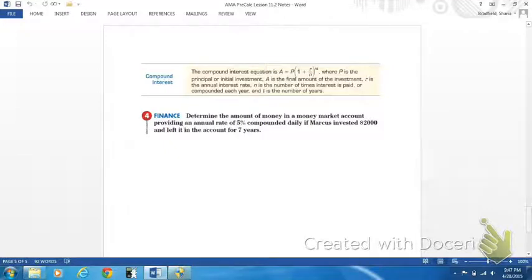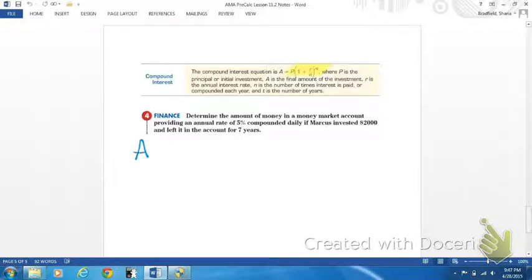All right, somehow I lost the whole problem there. So I'm going to back up. Hopefully you can see that we're going to use that equation. It says determine the amount of money in a money market account providing an annual rate of 5% compounded daily if Marcus invested $2,000 and left it in the account for 7 years.